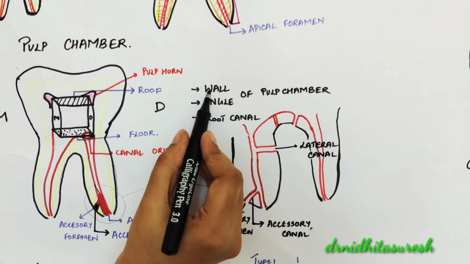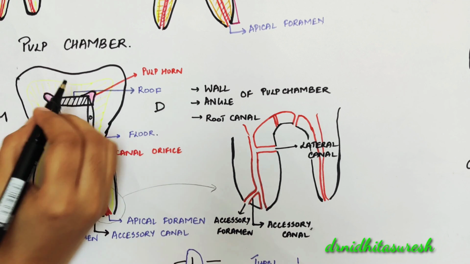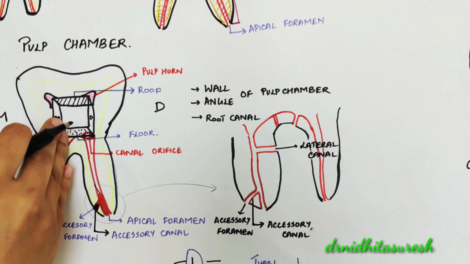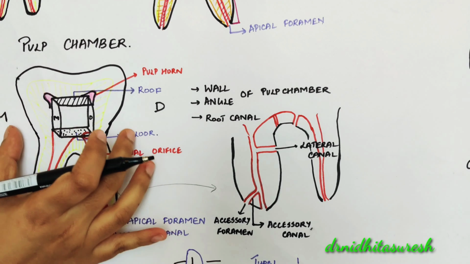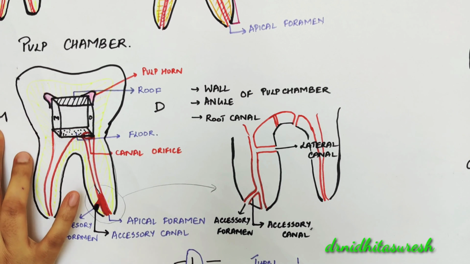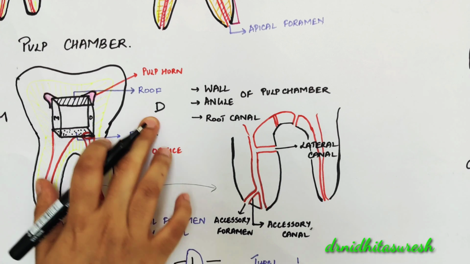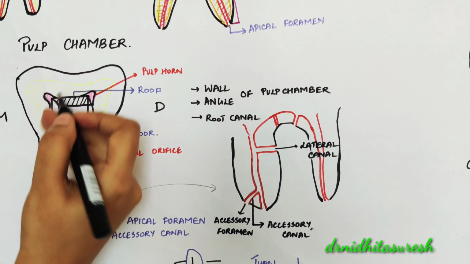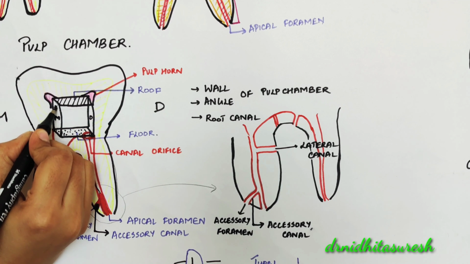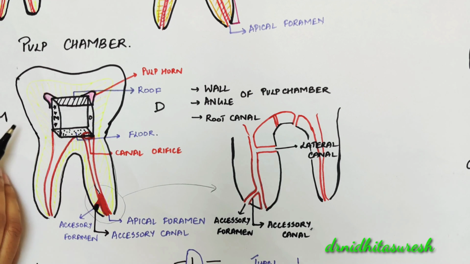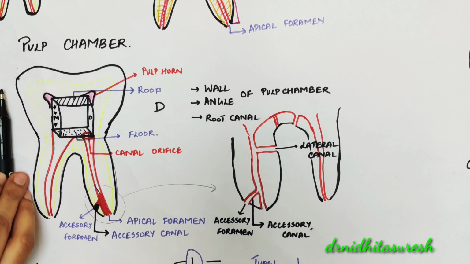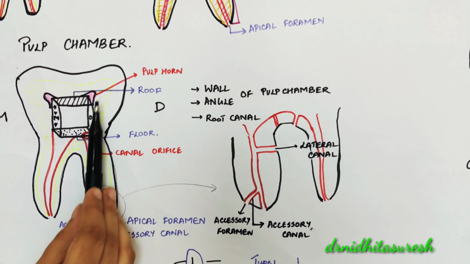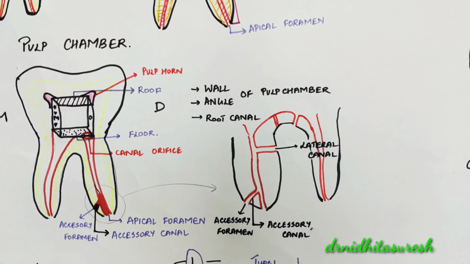Now coming to the walls and angles of the pulp chamber. The walls of the pulp chamber are usually named corresponding to the tooth wall. So imagine this is your mandibular molar, this is the mesial side and this is your distal side. If you want to name the wall of this pulp chamber, this wall over here is present corresponding to the mesial side of the tooth. So this is the mesial wall of the pulp chamber. Likewise, this is the distal wall of the pulp chamber.